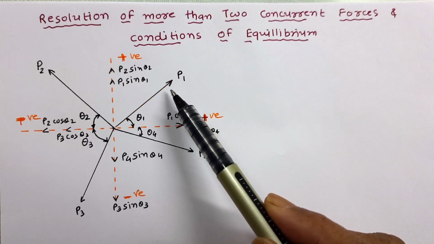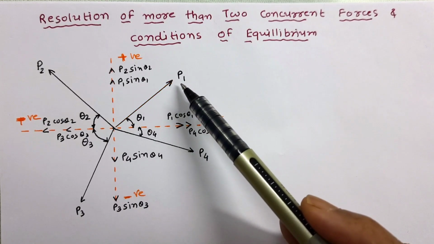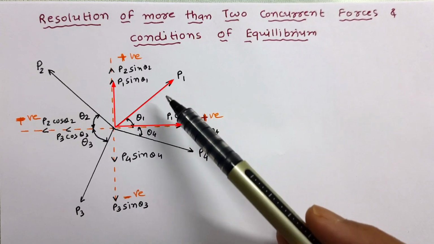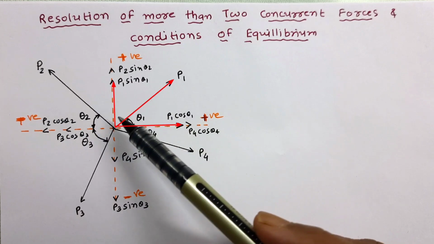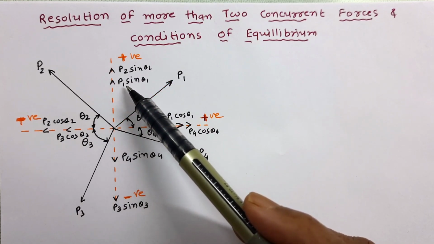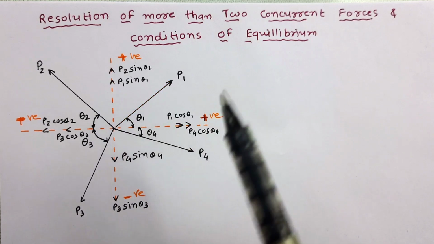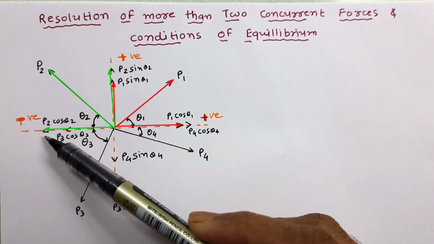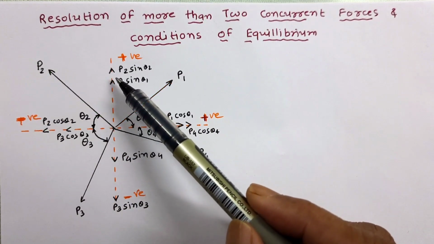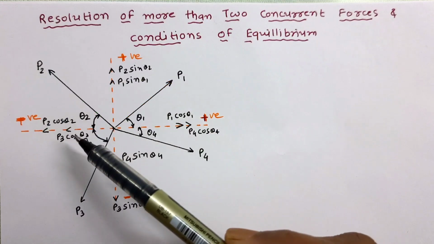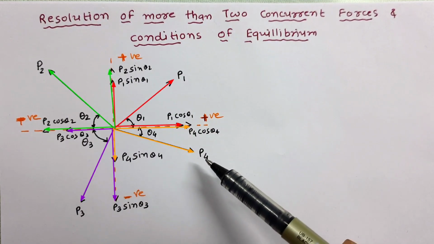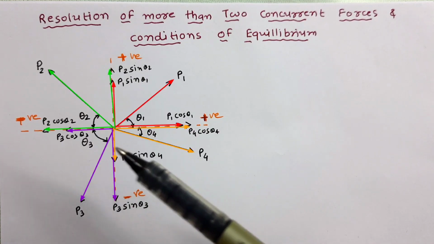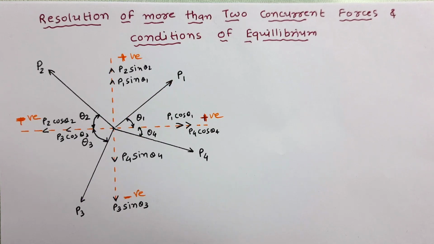Here all individual forces are resolved. P1 is resolved in two rectangular components. The horizontal component of P1, that is P1 cos theta 1, and vertical component of P1, that is P1 sin theta 1. Same way, P2 is resolved in horizontal component P2 cos theta 2 and in vertical component P2 sin theta 2. Same way, P3 and P4 are also resolved. Now we need to work out algebraic summation of all horizontal forces.